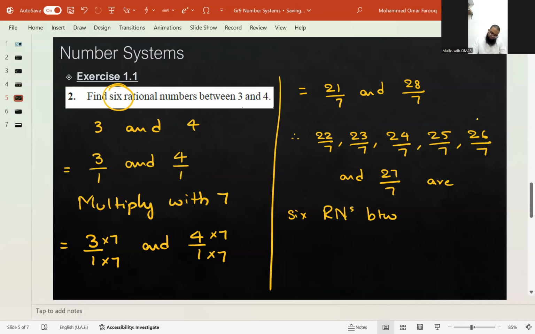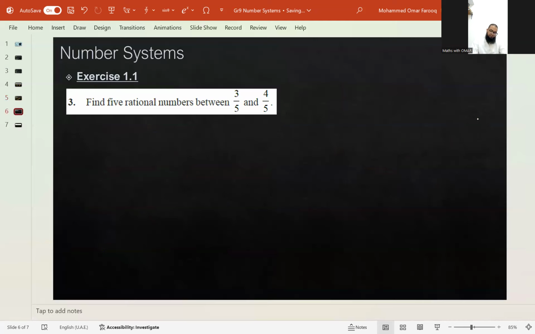So now in the same way, how many numbers can you find out, my dear students? You can find n number of rational numbers between any two given numbers. That means, let me remind you, there are infinite rational numbers between 3 and 4. Is that clear? Let us see the next question.